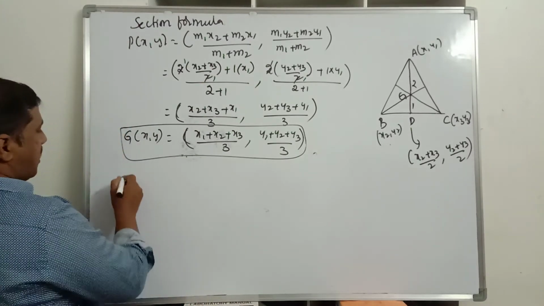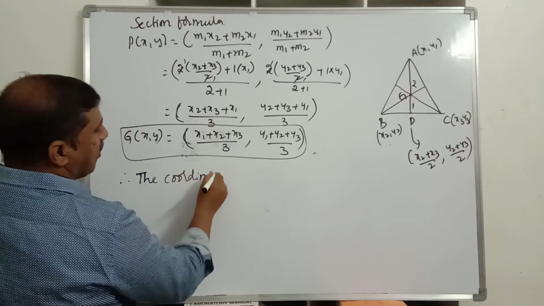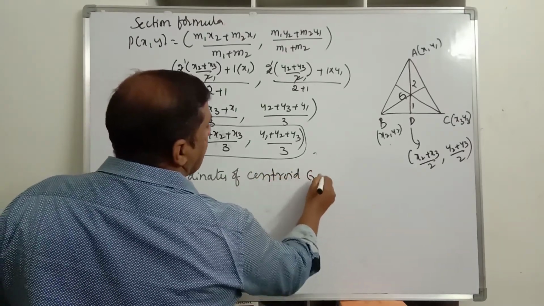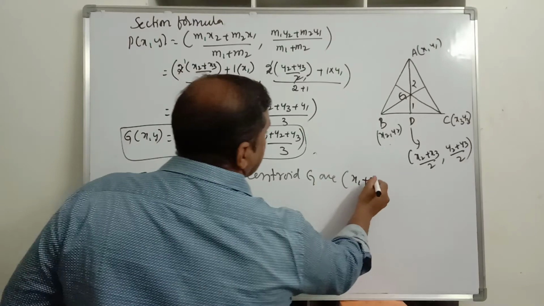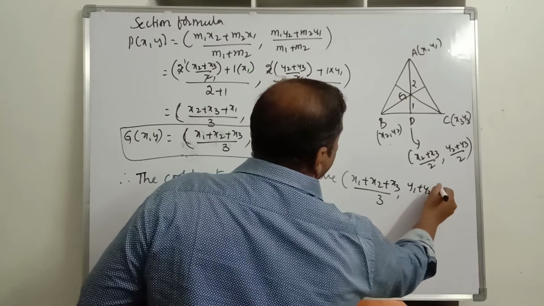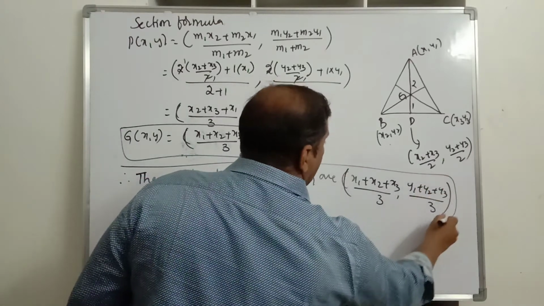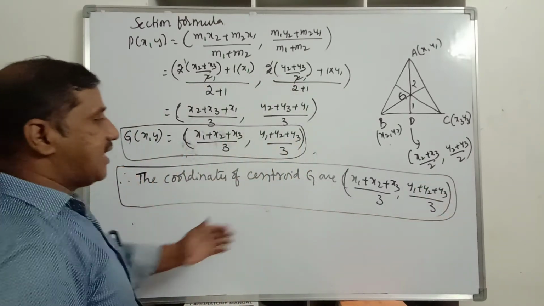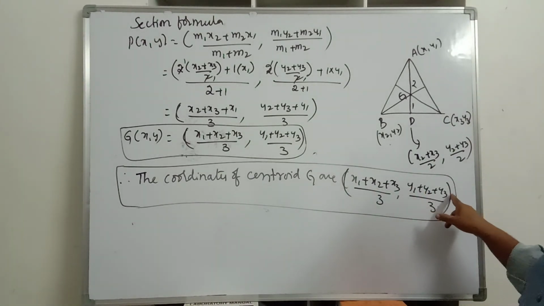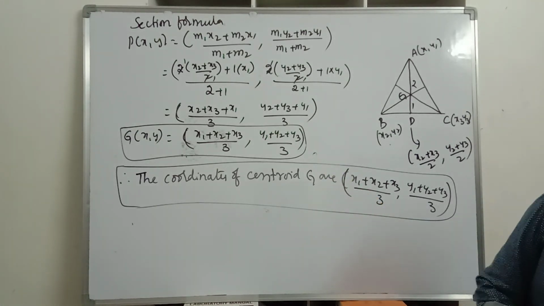Therefore, what can we write? The coordinates of centroid G are x1 plus x2 plus x3 by 3 comma y1 plus y2 plus y3 by 3. So this is the coordinates of the centroid of a triangle. The sum of the 3 x coordinates of the vertices divided by 3, and the y coordinates of the 3 vertices divided by 3, will give you the coordinates of the centroid of a triangle.